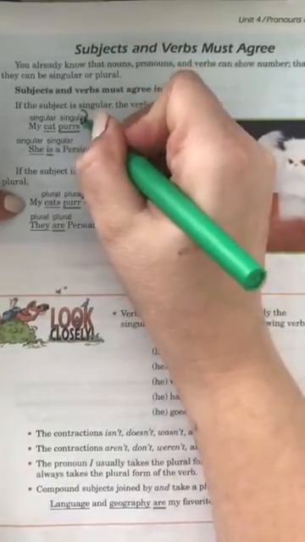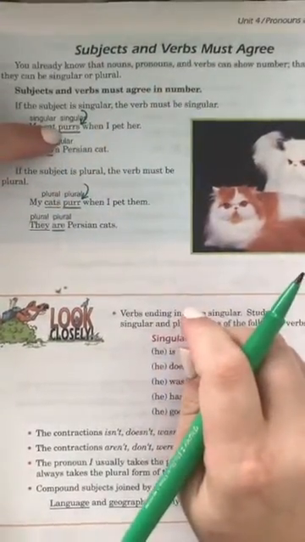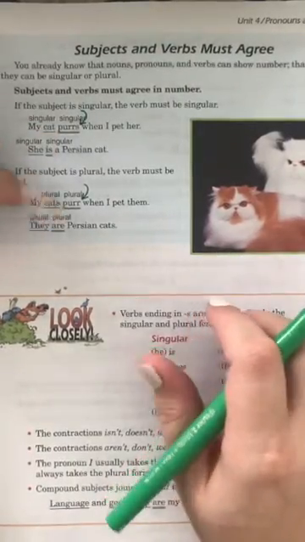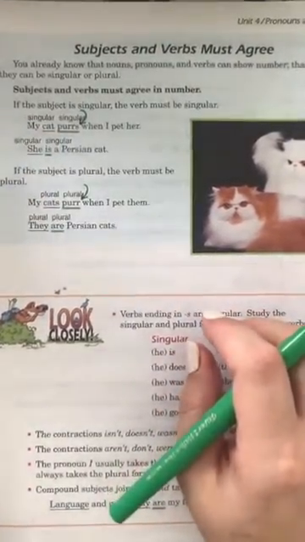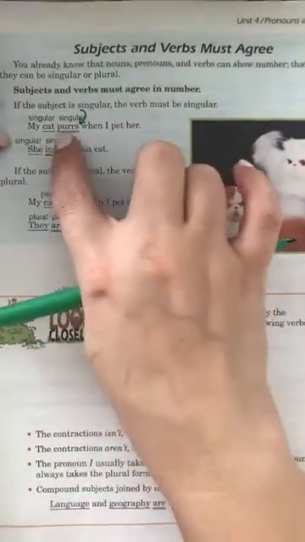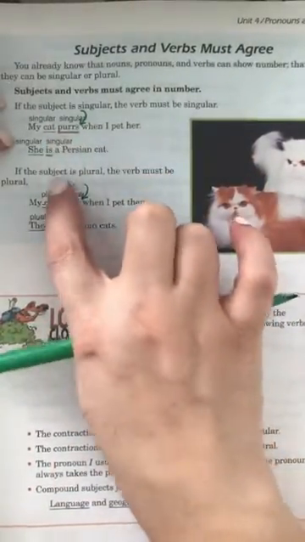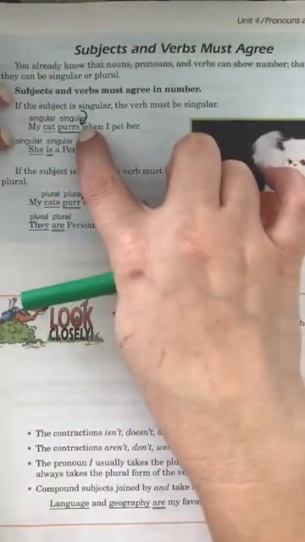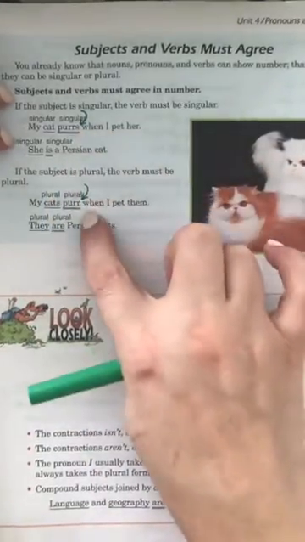Notice how when you're talking about just one cat, it says purrs. When you're talking about more than one cat, it says purr. So pretty much it's just reminding you that based on whether your subject is singular or plural, it's going to affect whether your verb is singular or plural.